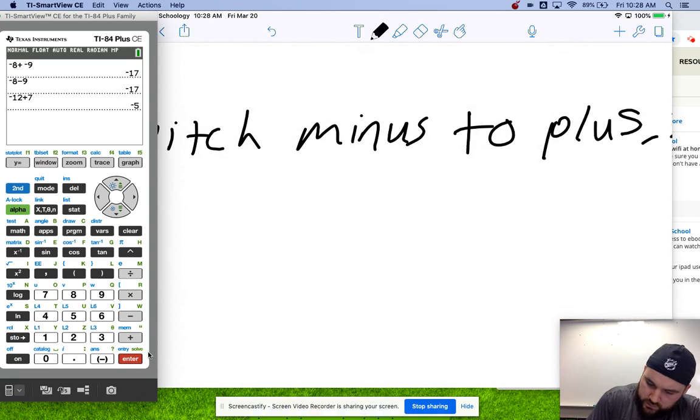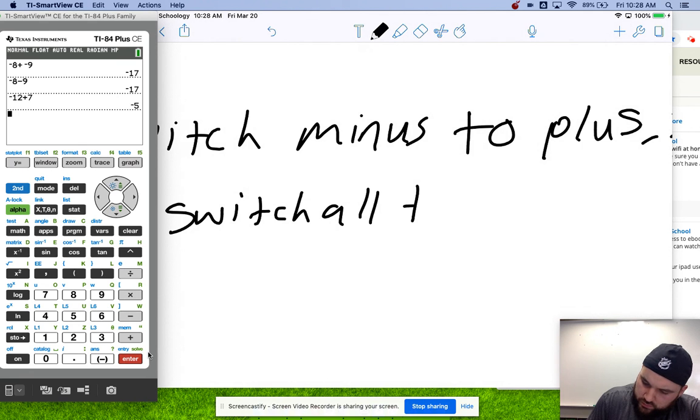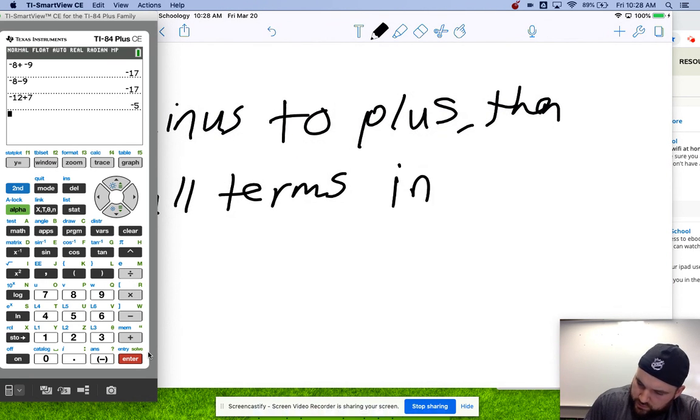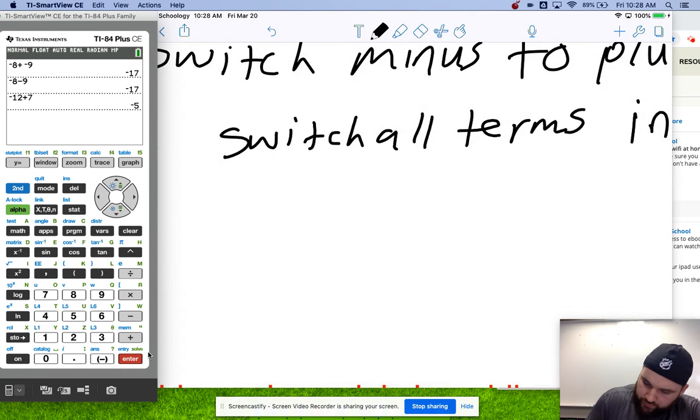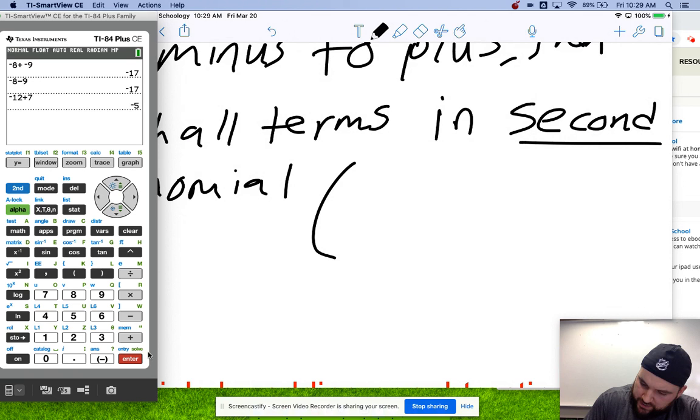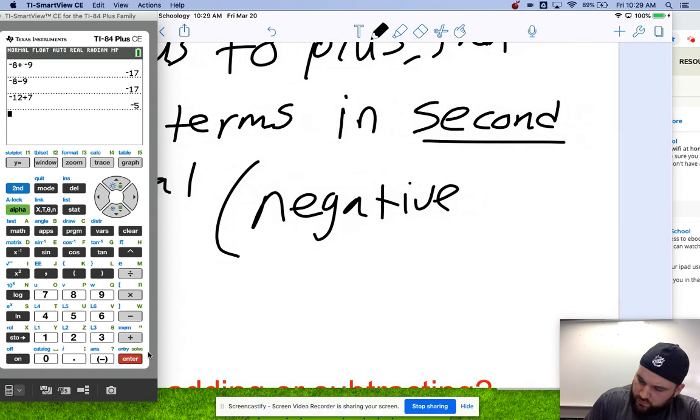Then switch all terms in the second polynomial. And by switch, I mean go from negative to positive, or vice versa.